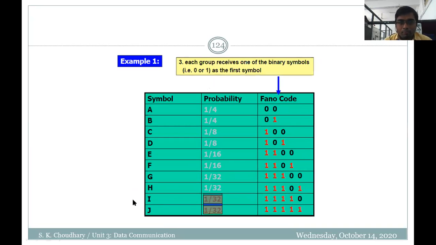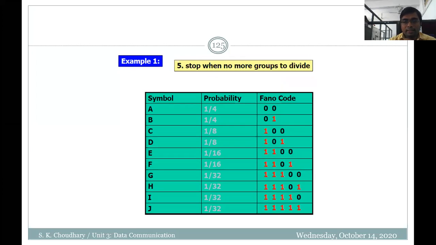In this way, we have allocated the binary symbols to each group by dividing continuously into equally probable groups. Now there is no more group to divide, so we stop the division process and the allocation of binary numbers.